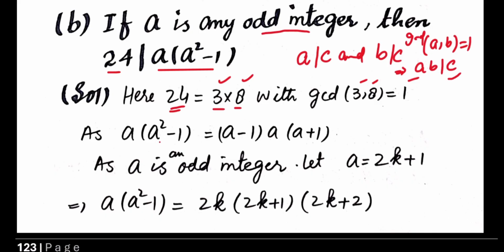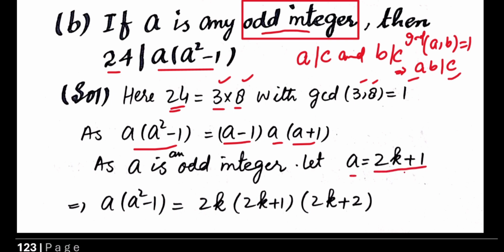So we can write a into a square minus 1 as a minus 1 into a plus 1. As it is given that a is an odd integer, we can write it as a is equal to 2k plus 1. You know, this is the form of an odd integer. So replace a is equal to 2k plus 1 here. This becomes 2k plus 1 minus 1, which is 2k. When you put a is equal to 2k plus 1, this becomes 2k plus 1. And when you put here a is equal to 2k plus 1, this becomes 2k plus 2.